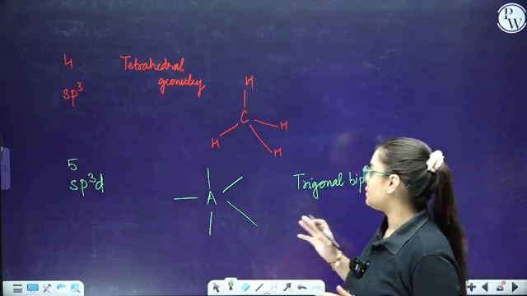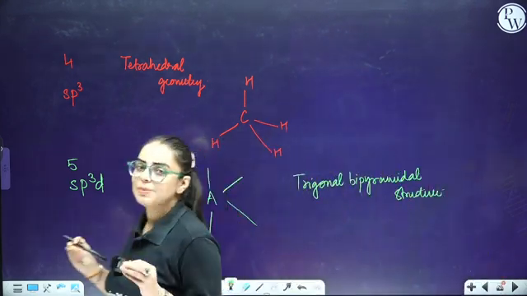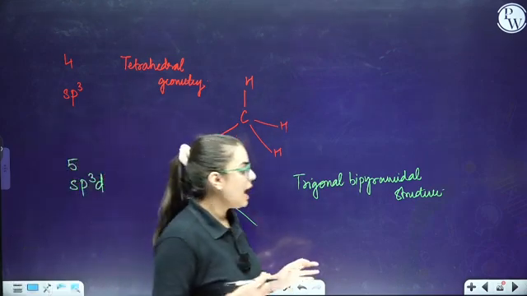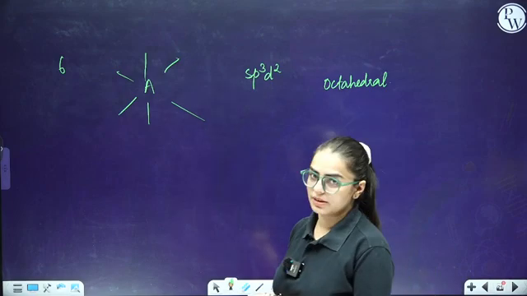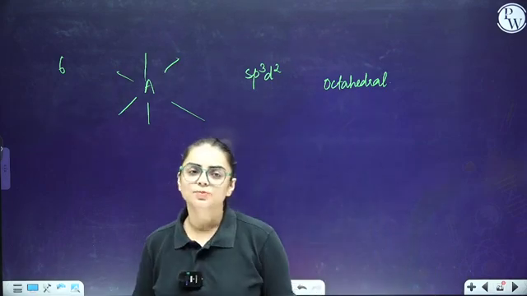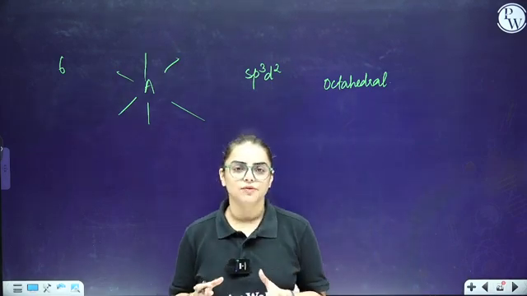When you are going to take 5, you will obtain trigonal bipyramidal geometry, right? And when you are going to take 6, you are going to obtain octahedral geometry. Yes, everybody, I guess this particular thing is clear to each and every one of you.